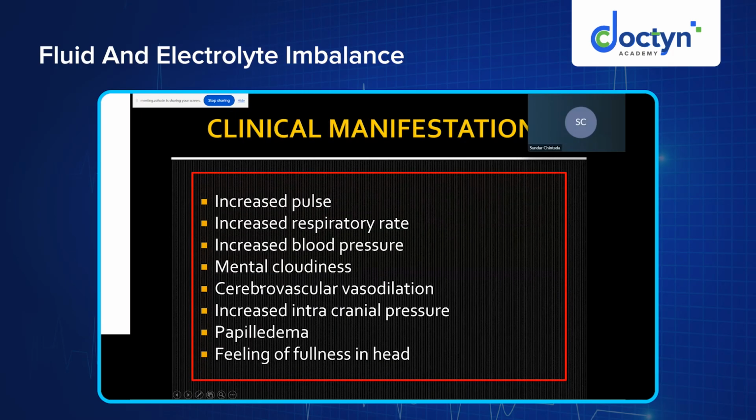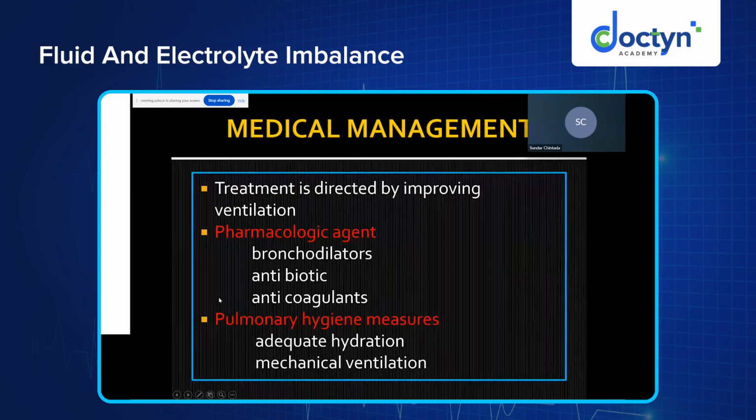So what will the patients present with? Increased pulse, a thready pulse can be there. Increased respiratory rate, tachypnea, increased blood pressure, tachycardia. There is clouding of consciousness because of the retention of CO2, and CO2 narcosis can set in. There can even be cerebrovascular vasodilatation, along with increased intracranial pressure and papilloedema. A feeling of fullness or heaviness in the head can be there. These are the important clinical manifestations that the patient can present with.